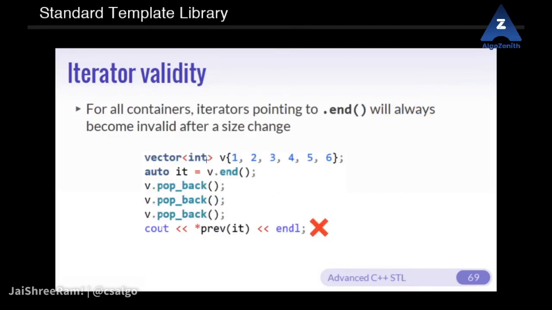Let's say you have something like code with a vector, and you take an iterator to the last element, and then if you delete the last few elements, and then try to use the iterator, it will become invalidated, right? So these are things that you need to be careful about. An iterator pointing to end will always become invalidated after a size change, because something got decreased or increased, so it will change, right? So these are some iterator related things that you need to be careful about before you code.